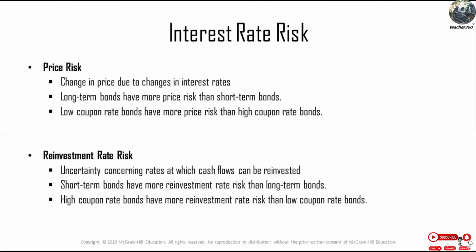Interest rate risk can be divided in two forms. One is price risk, one is reinvestment risk. Price risk occurs due to the change in interest rates. Long-term bonds have more price risks than short-term bonds. Low coupon rate bonds have more price risks than high coupon rate bonds.